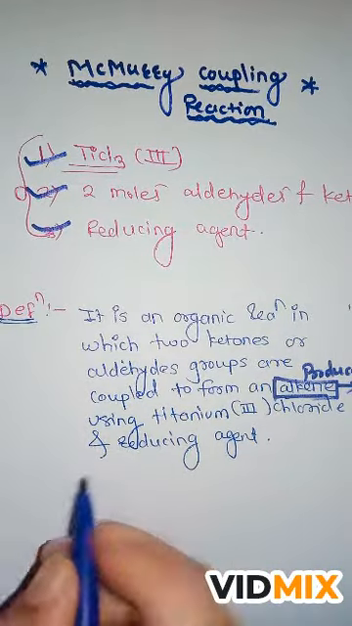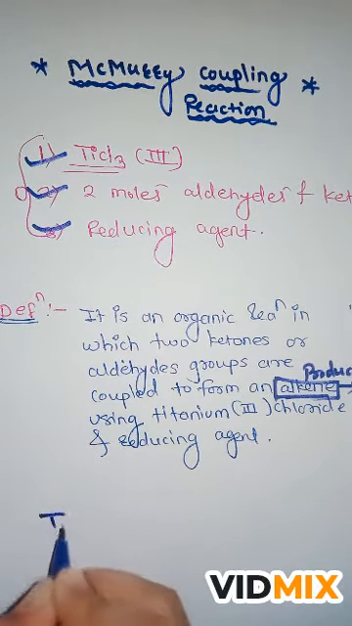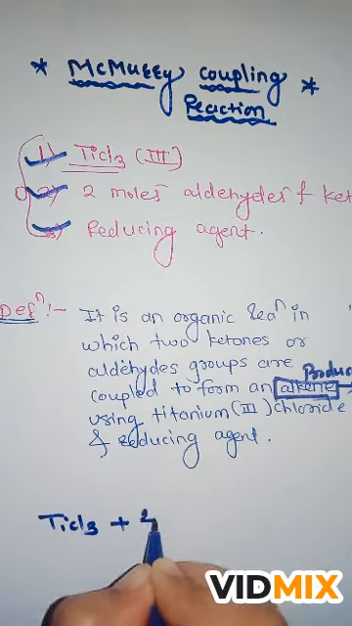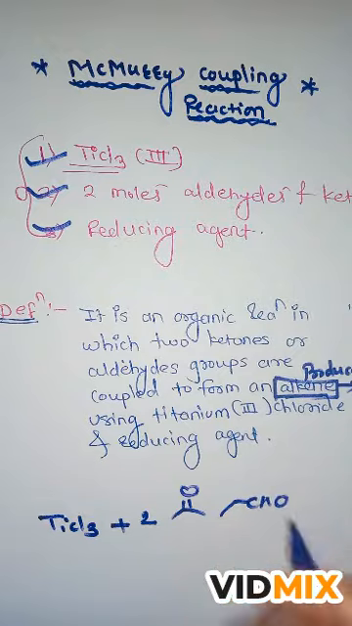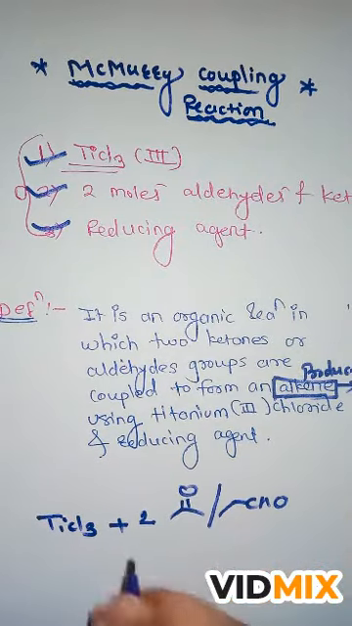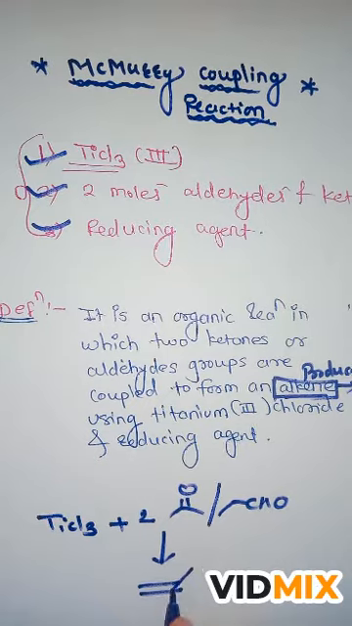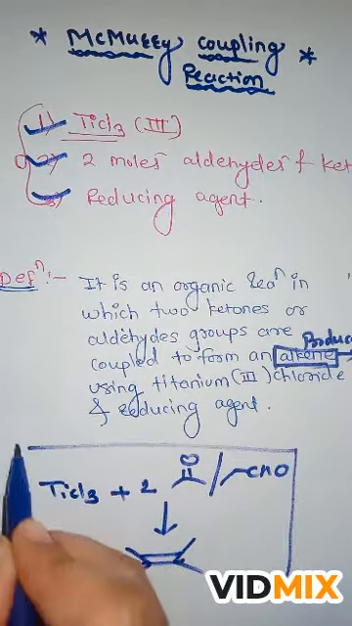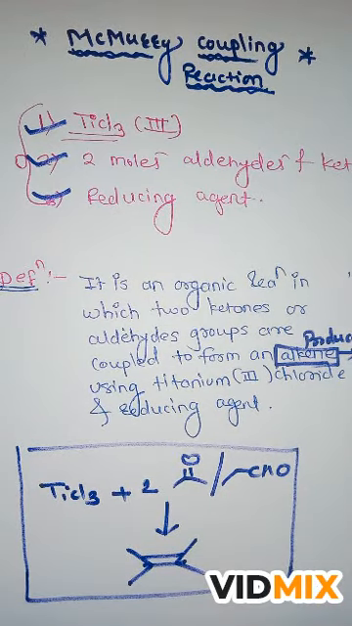The McMurry coupling is all about, in a general way, titanium we need plus 2 moles of ketone or aldehyde, and the product is alkene. So this is all about McMurry coupling reaction. Now let's see the general reaction of this reaction.